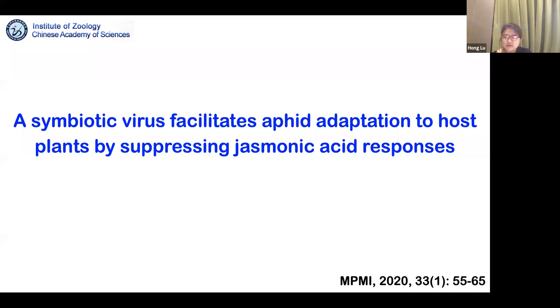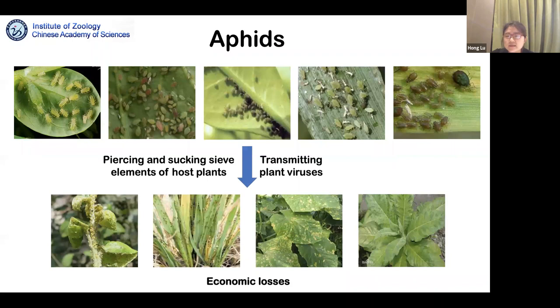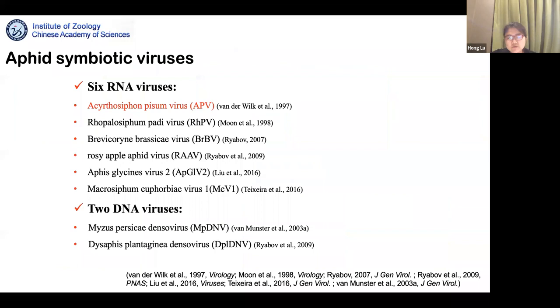Aphids are agricultural pests. They suck the nutrients of host plants and transmit plant viruses, and they can cause great economic losses of crop production. Aphids possess symbiotic viruses, but only several symbiotic viruses have been reported and characterized, such as these six RNA viruses, APV, HPV, BRBV, RAV, APGLV, and MEV1, and these two DNA viruses, MPDNV and DpRDNV. However, the effects of symbiotic viruses on aphids and the mechanisms involved were largely unknown.